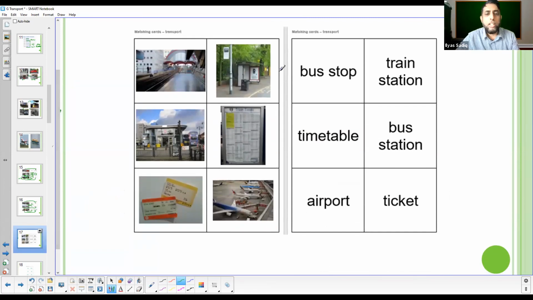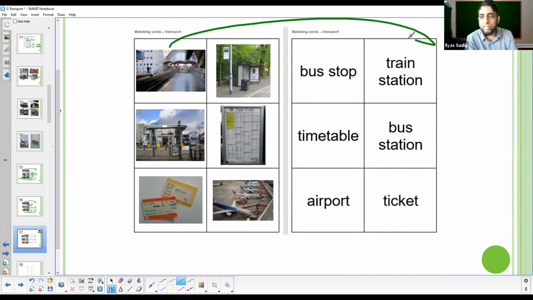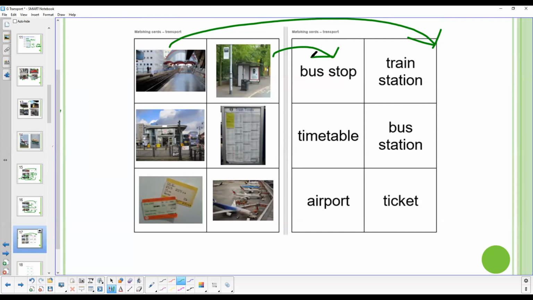So here, what is this called now? What is this that you can see in the picture? Train station. Yeah, where you catch the train is called the train station. When we get on the bus, it means catch a bus or catch a train. So this is a bus stop, right? It's not a bus station. This is a bus stop. This is a train station. For a bus, it's called a bus stop, not a bus station.